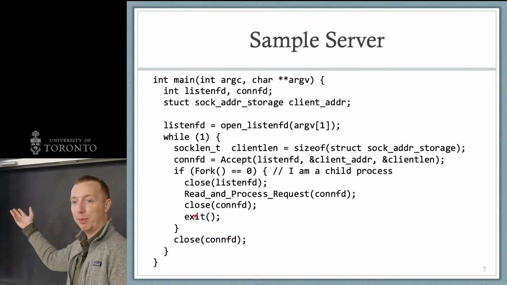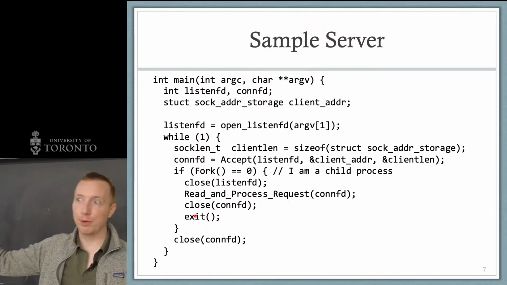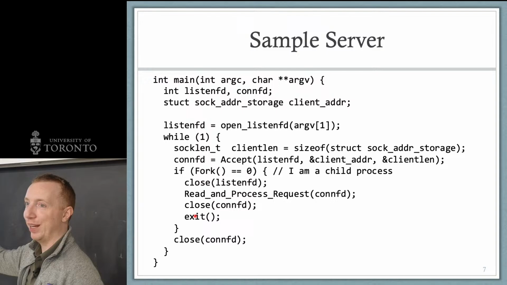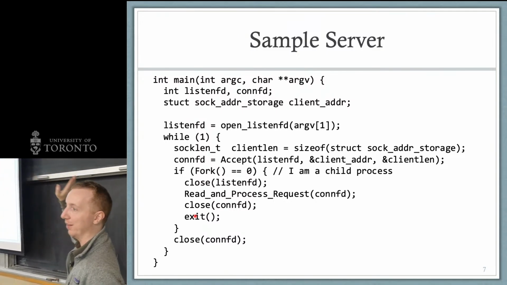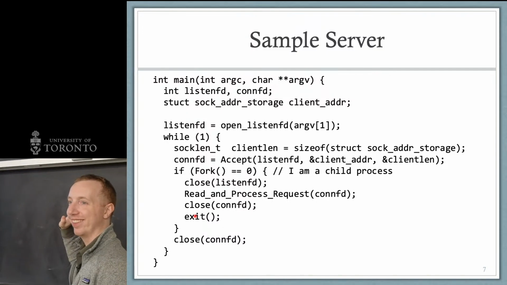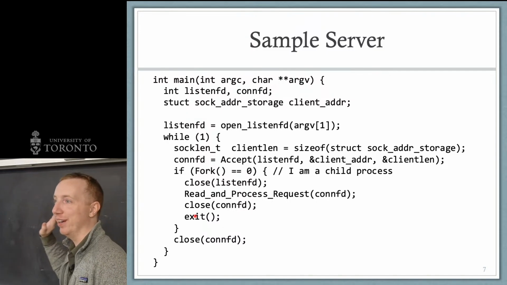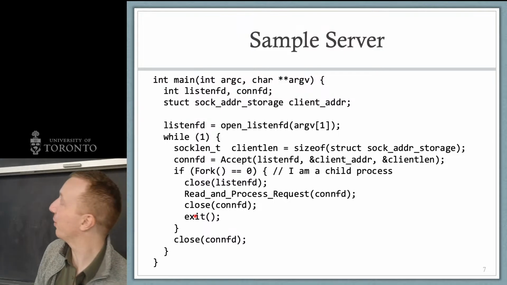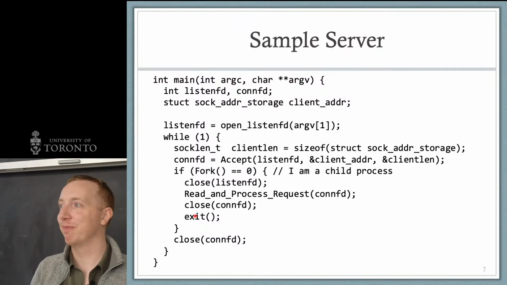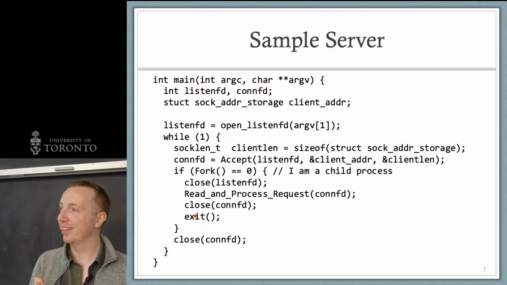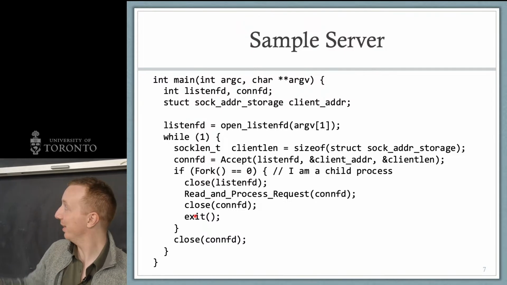Everyone really remember 344? What is the state of the child process right after it exits? Is that when they're a zombie? They're a zombie. Yeah, exactly.